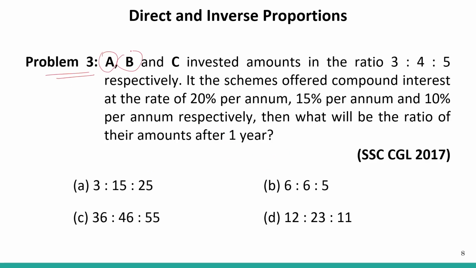So if A, B and C invest amounts in the ratio 3 is to 4 is to 5 respectively, and the schemes offered compound interest at the rate of 20% per annum, 15% per annum and 10% per annum respectively for A, B and C, then what will be the ratio of their amounts after 1 year?